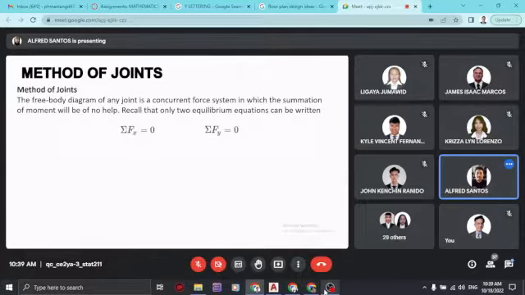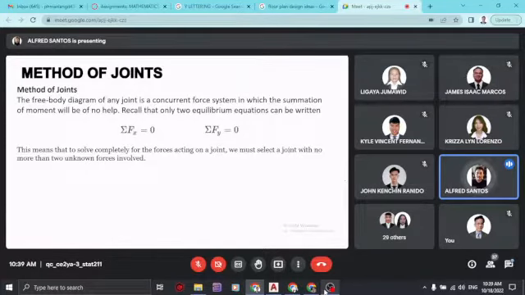Okay? And then, these are the steps of how to analyze a truss using a method of joints. So this means that to solve completely for the forces acting on a joint, we must select a joint with no more than 2 unknown forces involved. Okay, kasi nga dalawa lang yung equations natin. So meaning 2 equations, kaya lang niyang solve yung 2 unknowns. Okay? But still, the first step is solve for the reaction.